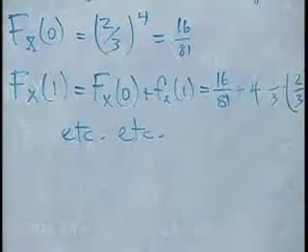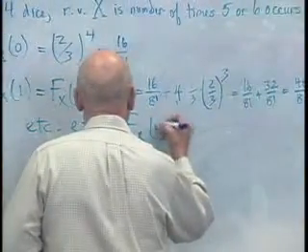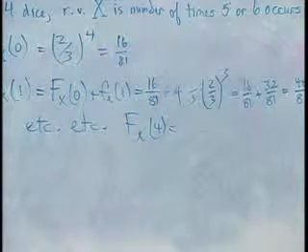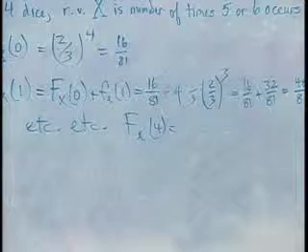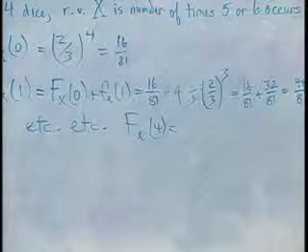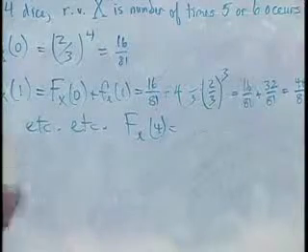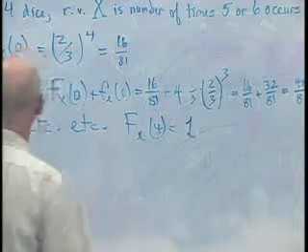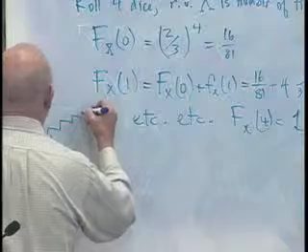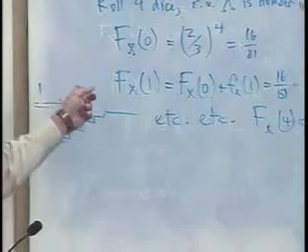And I've worked all these out in the outline. Eventually, I get f sub x of 4. And what does that have to be equal to? This is the probability that if you roll 4 dice, you will get a 5 or 6 on 4 or fewer of the 4 dice. That's 1. So this distribution function always starts at 0 and steps its way up and ends up at 1.